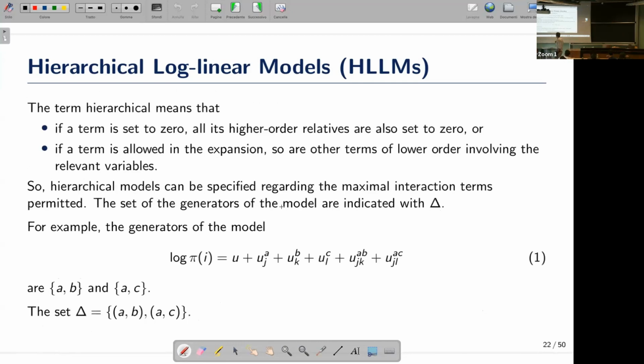First, look at this model here, where you remove the term with the three variables, A, B, and C, and then you remove another term, which is the combination between B and C. You see there is a couple A and B, there is a couple A and C, and there is no term B and C. So A and B and A and C are called the generators of the log linear model. The generators.